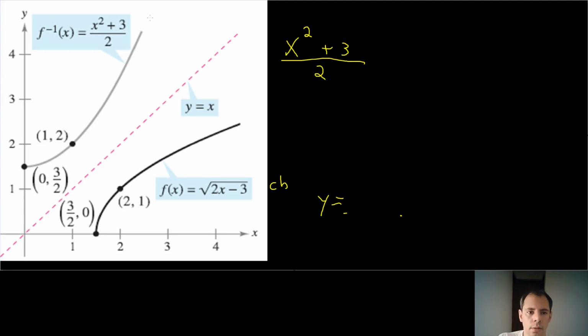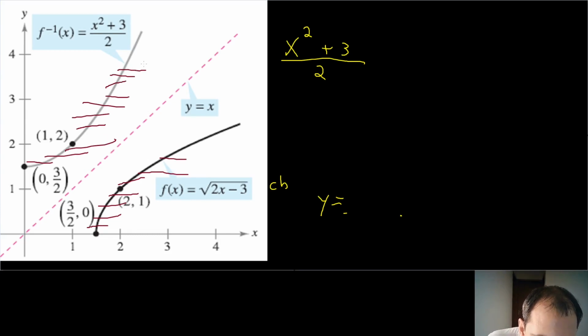There you go, and you can see that they pass the vertical line test, except at this point. But they pass the vertical line test everywhere else. It just crosses once, and they also pass the horizontal line test. The horizontal line test crosses the graph only once. See that? There you go.